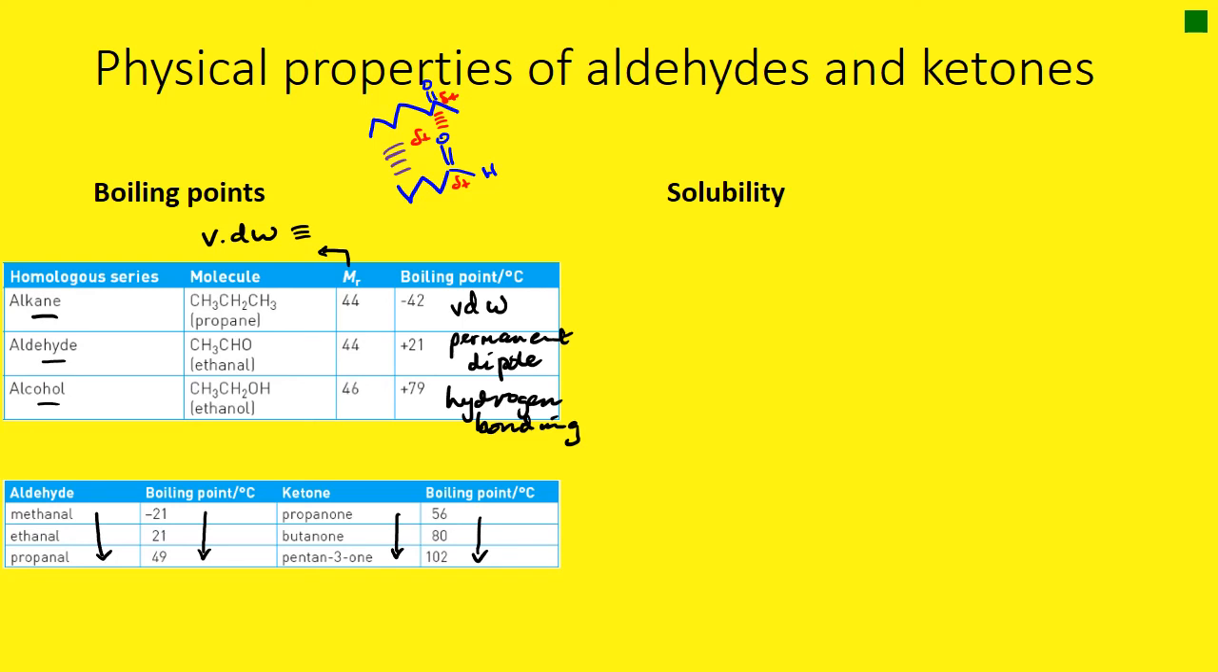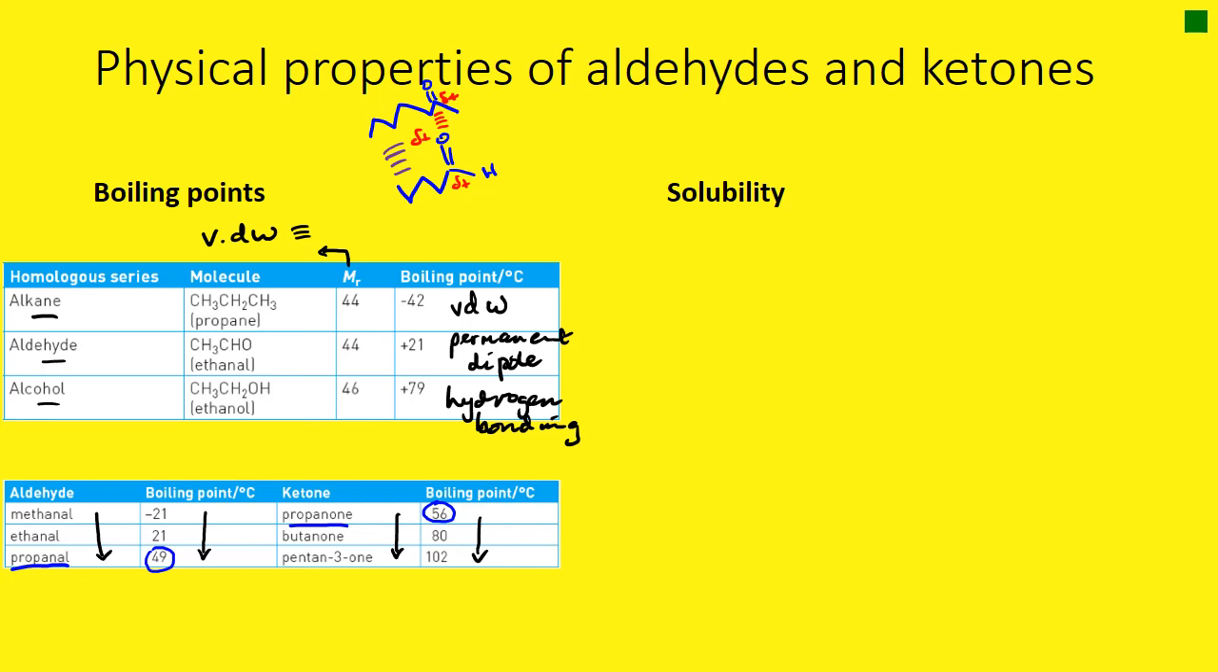One extra little point worth noting is that here propanal and propanone are just isomers of each other, but you see the aldehyde at 49 has a lower boiling point than the ketone at 56. The only difference is the location of the carbonyl group, with the ketone having it in the middle, and that slight increase in boiling point is because having the carbonyl group in the middle of the chain makes the permanent dipole attractions between the molecules a bit more effective, and the van der Waals contribute a little bit less.